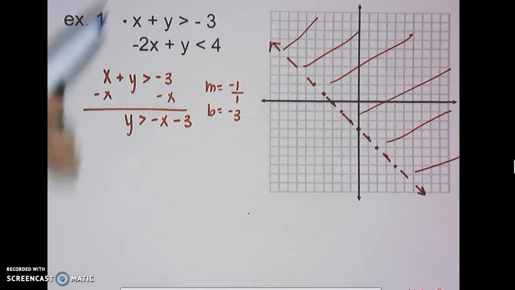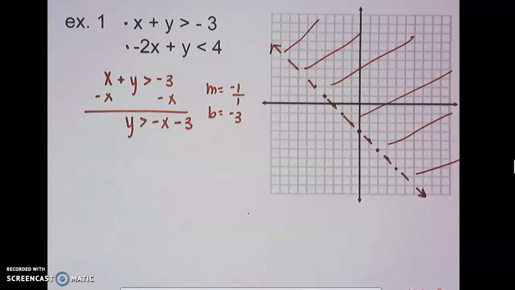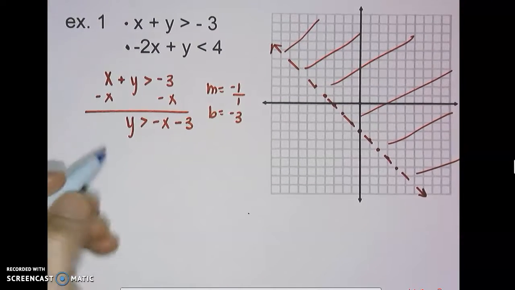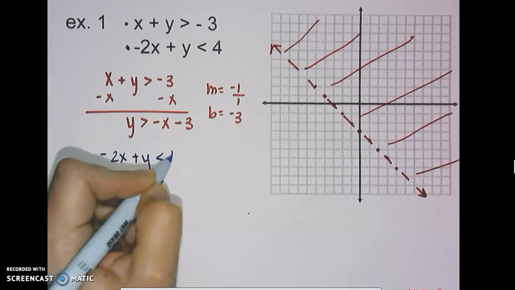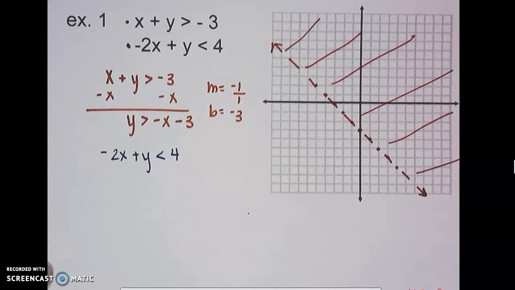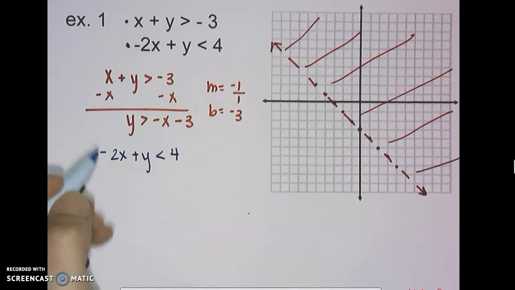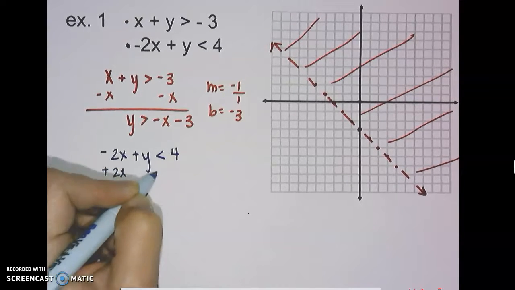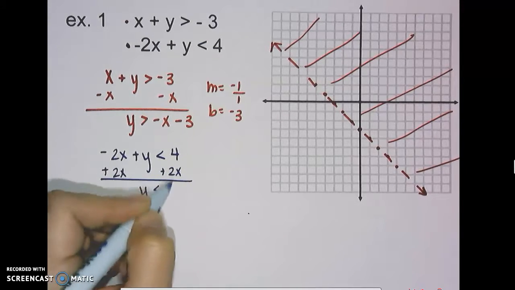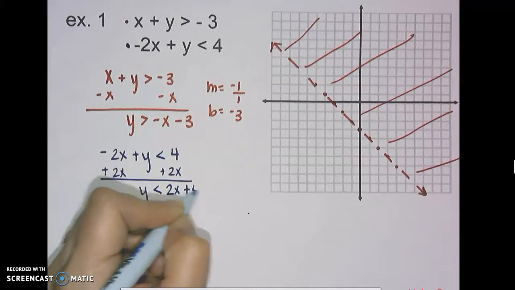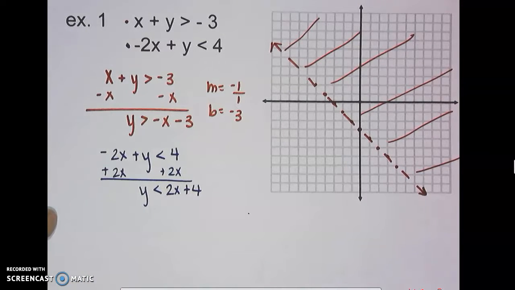Doing the same thing for the second inequality. So here I'll use blue. So we have -2x plus y is less than 4. Y is not by itself. We can't just graph it. So we need to move the x's. That's the first step in most of these. So we have y is less than 2x plus 4.